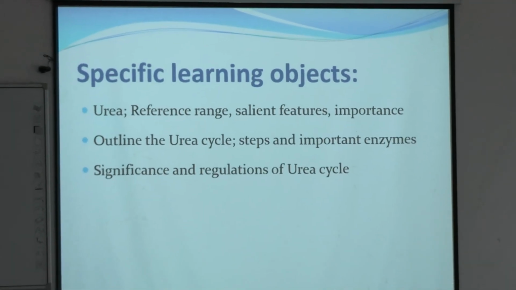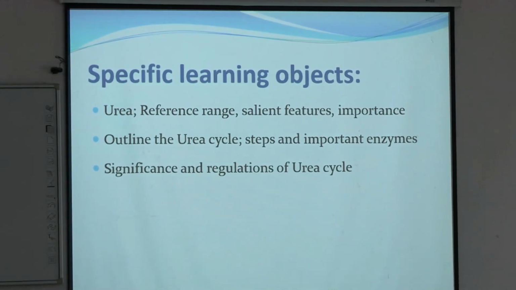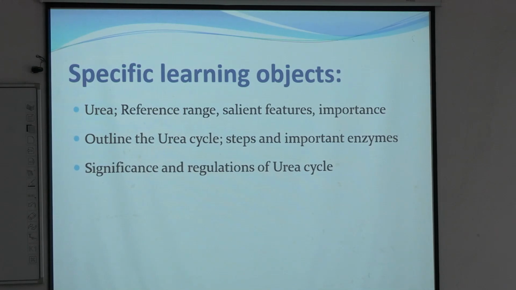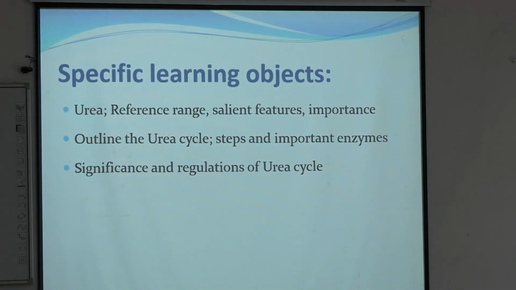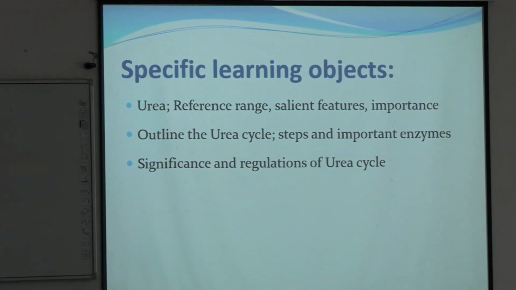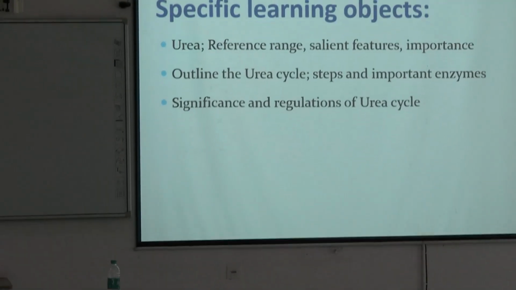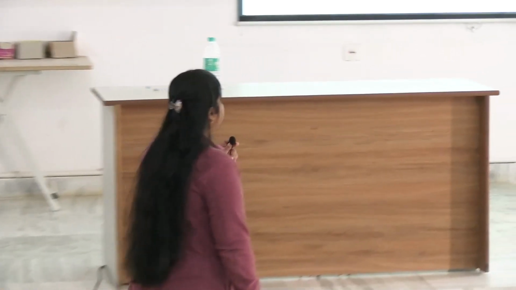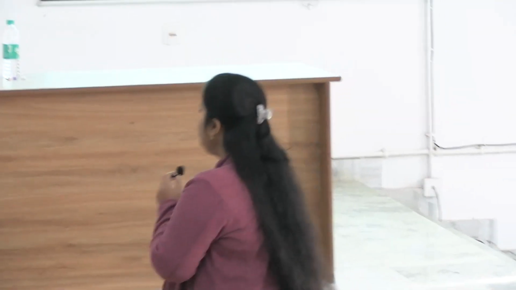Okay, let's look at today's specific learning objectives. So we will learn about the urea cycle today, as urea is the end product or excretory product of protein metabolism in all forms. All nitrogenous compounds are excreted as urea. So we should know a few salient features of urea and its importance, and then the outline of the urea cycle, its steps and major important enzymes, and the significance of the urea cycle along with its regulation. Okay, clear?